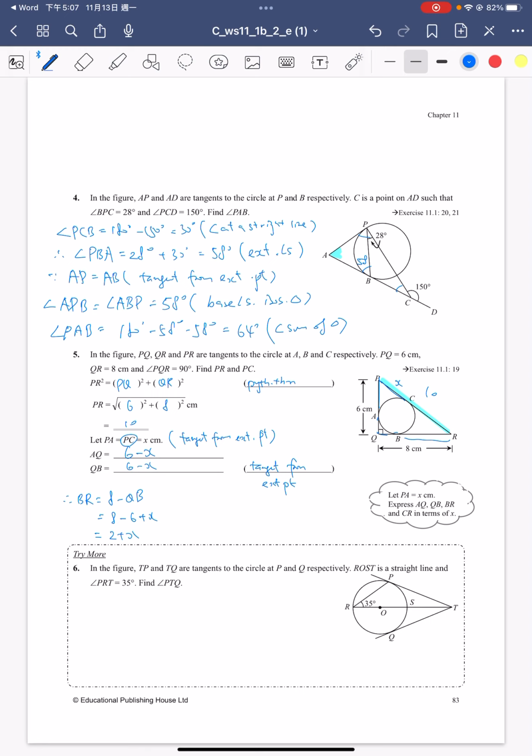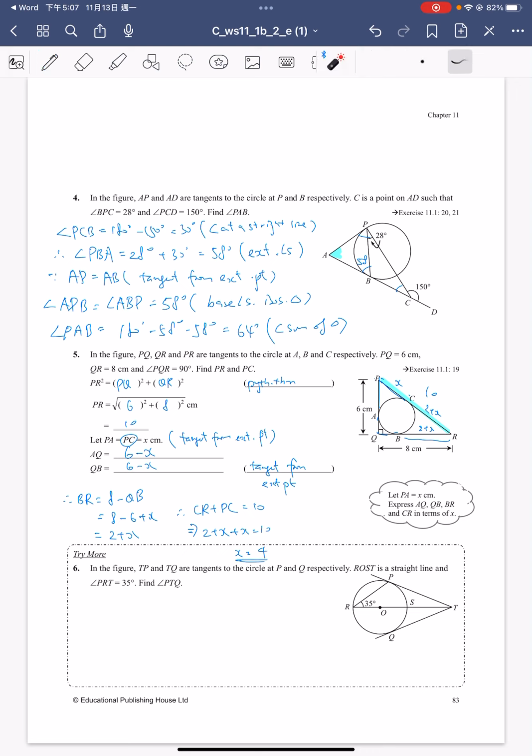And as PR is 2 plus X, which is the same as the CR, 2 plus X, by using the tangent from external point. So we can say that the CR plus the PC is going to be equal to 10 cm, which is the PR's length. The CR is 2 plus X, and the PC is X, so it's equal to 10. So X is going to be equal to 10 minus 2, which is 8, 8 divided by 2, giving you 4. So X is equal to 4.